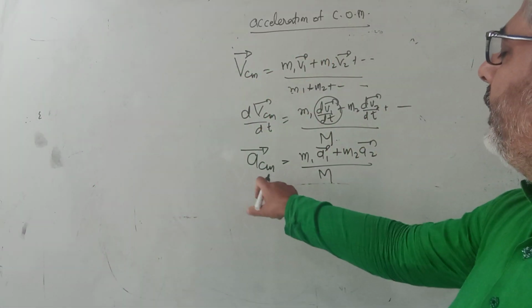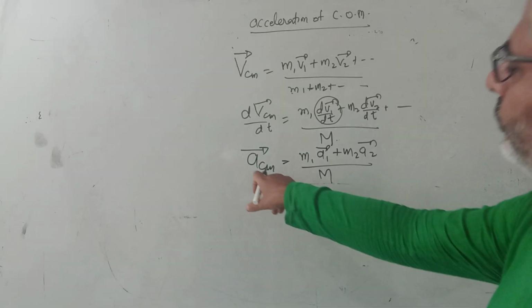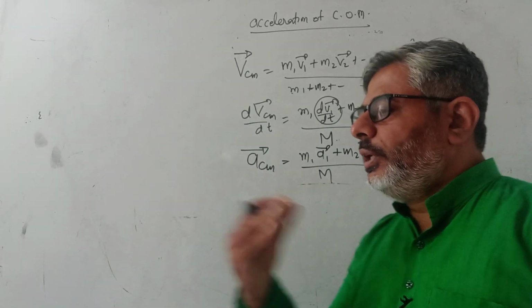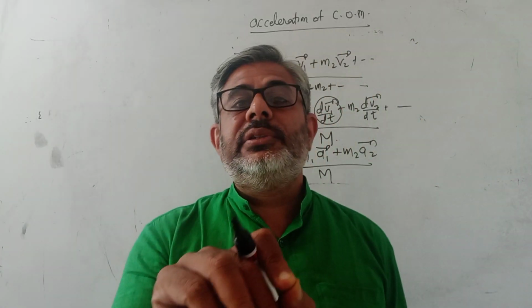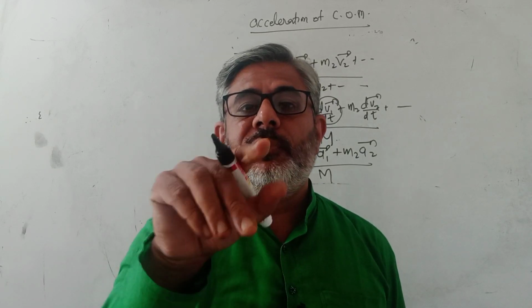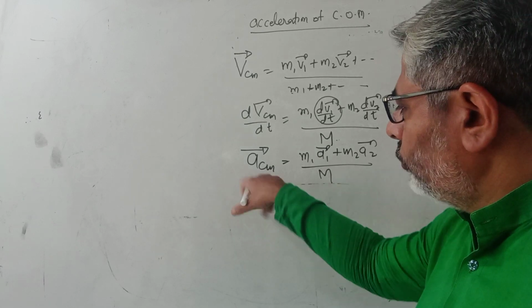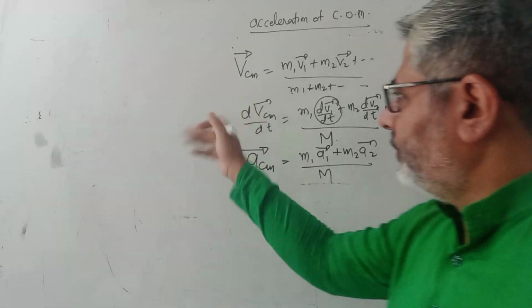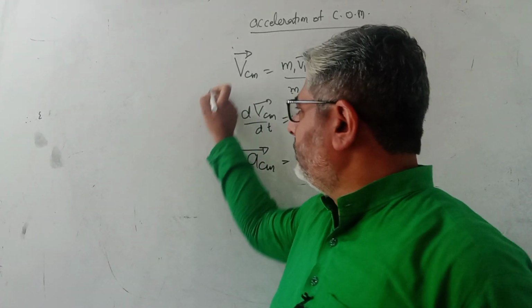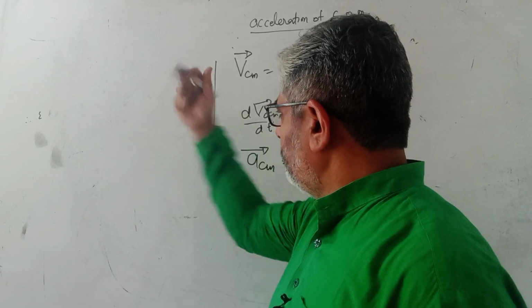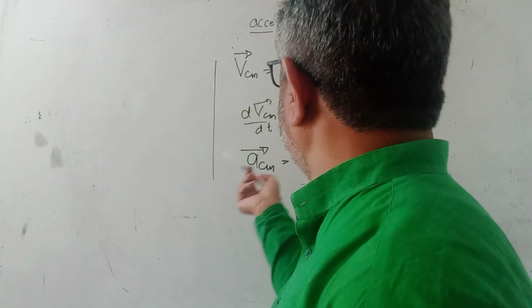Now I am not writing in x and y directions, but you can also break this into three parts, that is acceleration in x direction of the center of mass, in y direction. So if somebody asks you component wise velocity or acceleration, then it would be something like this. Let me tell you, so you don't say that I didn't tell you.